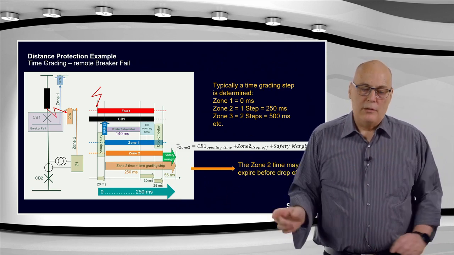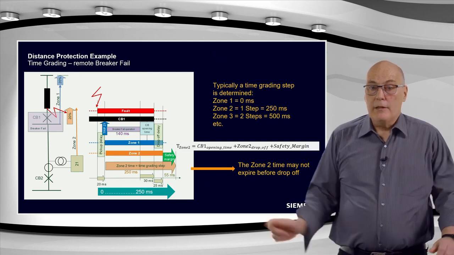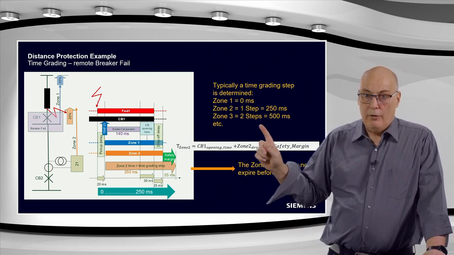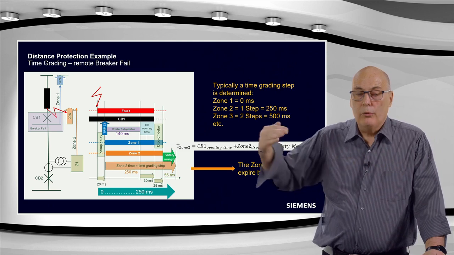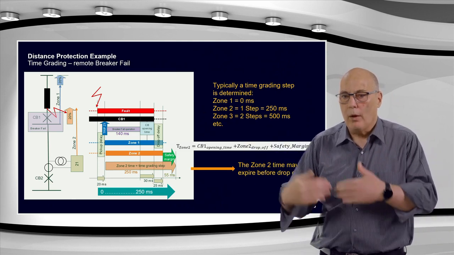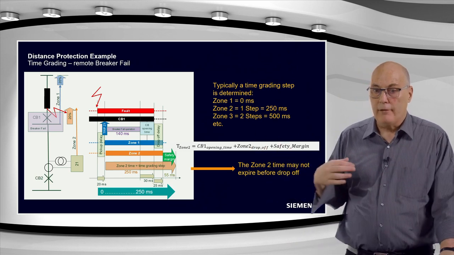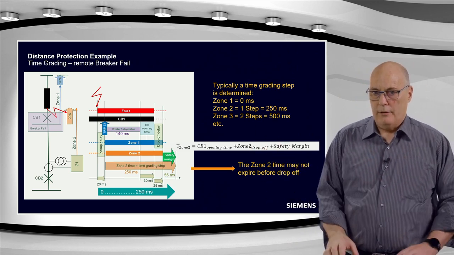So that's the reason why one needs a time grading step. And typically this time grading step is then applied throughout the system. As you go through a next stage that needs to be graded with that, you increment by 1 time grading step as such. And this time grading step is therefore typically defined for a complete interconnected system.